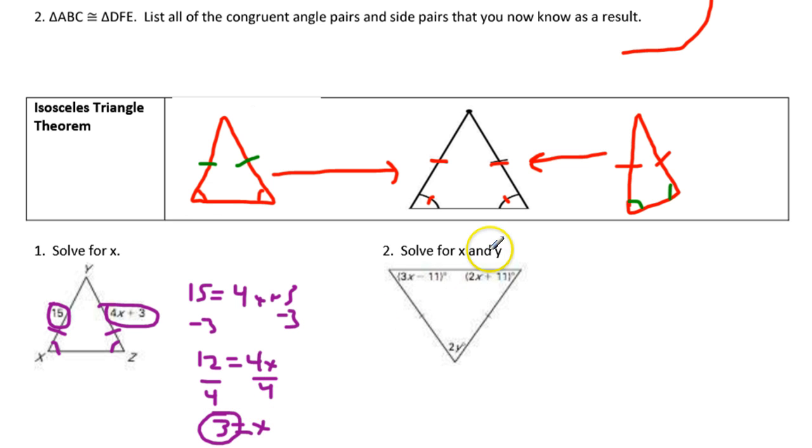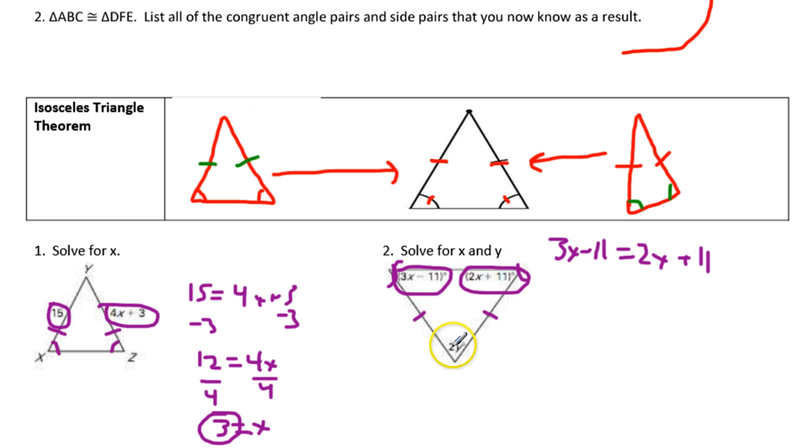This next one here, it says solve for x and y. We are given that these sides are the same. So that means the angles are going to be the same. Which means that I can say that this 3x minus 11 is equal to this 2x plus 11. So 3x minus 11 equals 2x plus 11. Now don't get caught up about the fact that it says solve for x and y all at once. There's a lot of things to work through in this problem. Let's start with what we know for sure to be true, and that's this right here.